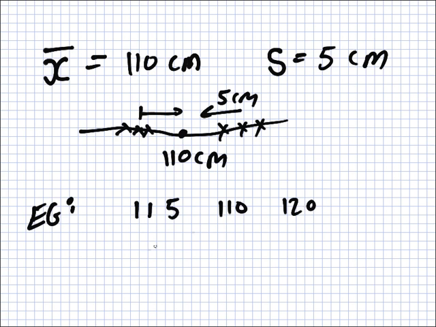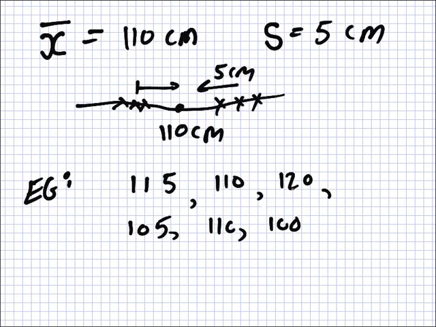And I could do the same on the other side. So I could have 5 under, 105. I could have another 110 maybe. And I could have a 10 away, 100. Now, I'm not saying that this is the data. I'm just saying I imagine that the data might look something like this. Okay.